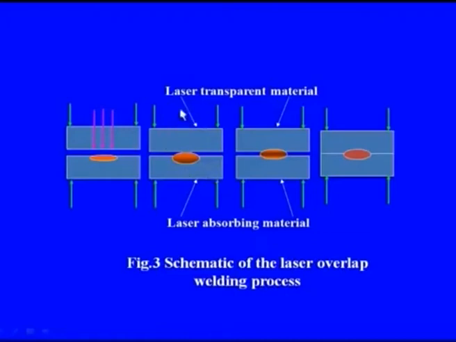And this bottom material is laser absorbing material. Therefore, the material here gets heated up upon incidence of the laser, and this heated material then gets fused or bonded to the top material because of the application of light pressure on them, and this molten material can get both the halves bonded. So, this is called the laser overlap welding process.